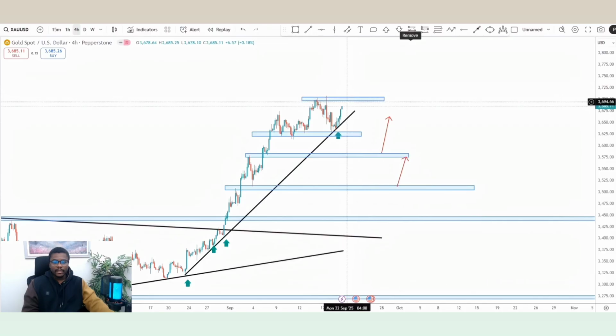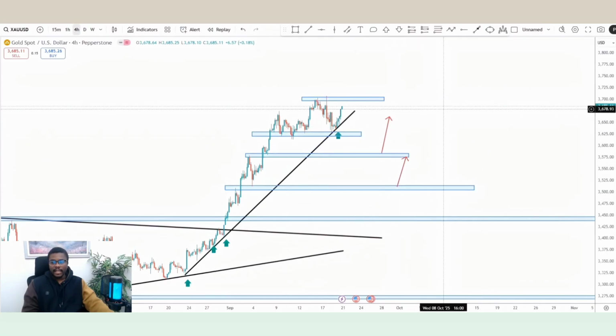Or if price gives a sell signal, then shoots to the downside, then I would wait to see how price reacts to these various areas of support, and to see if the area would hold for a buy. Essentially, that is my trade for gold for this coming week.